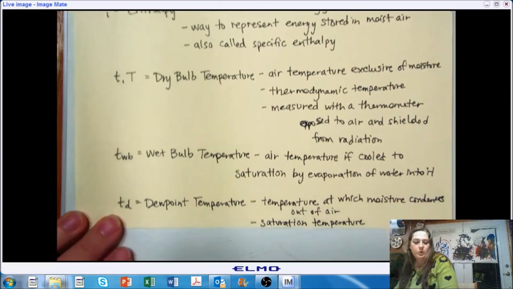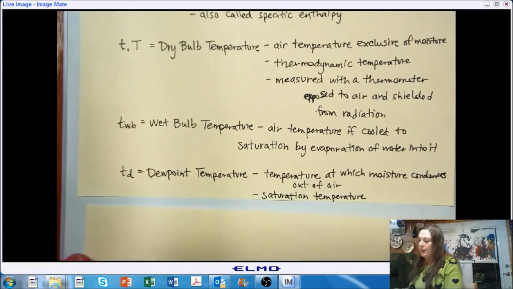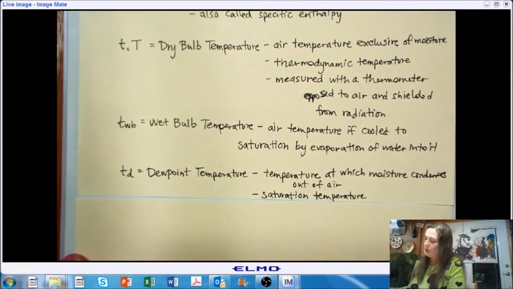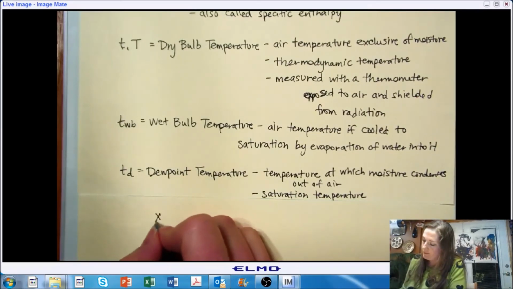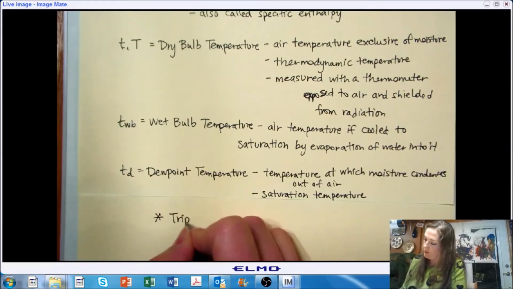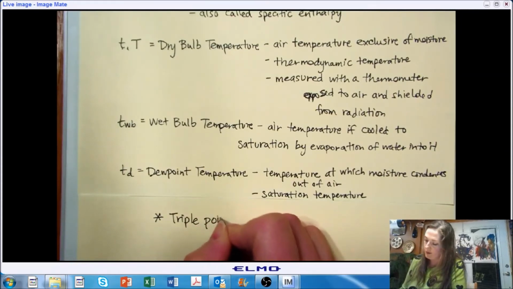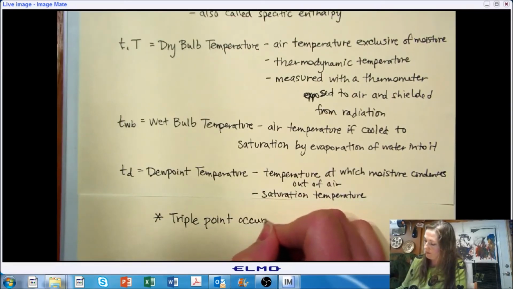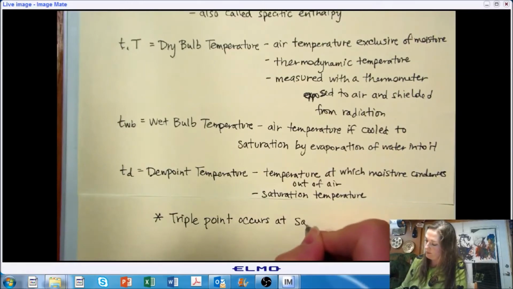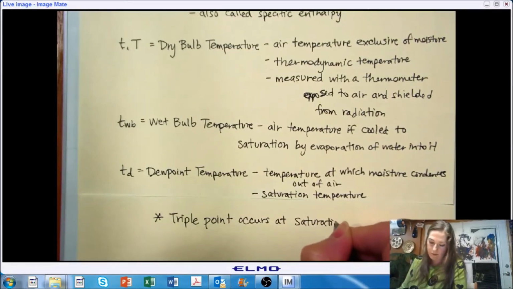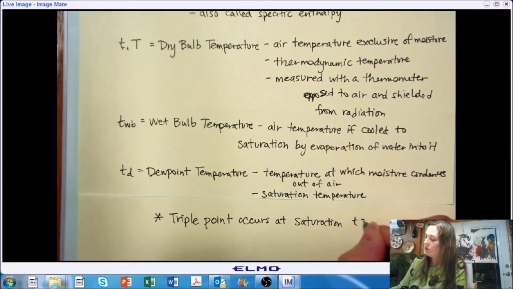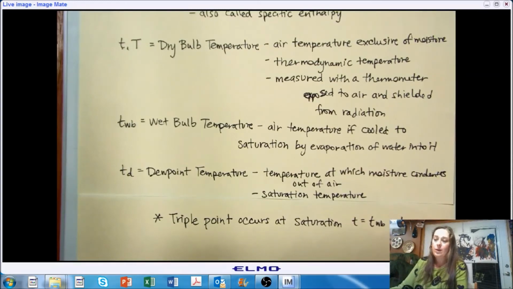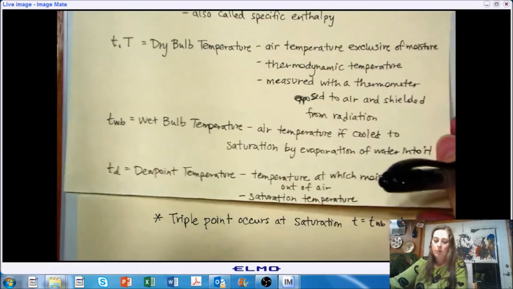And then we have sort of a magical thing called the triple point with respect to our temperatures. So the triple point occurs at saturation. And that happens when our dry bulb temperature and our wet bulb temperature and our dew point temperature are all the same. So that's a really magical place called the triple point.